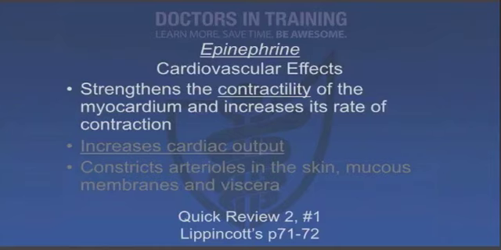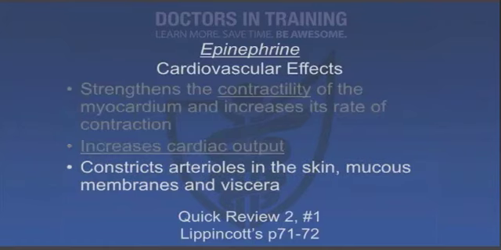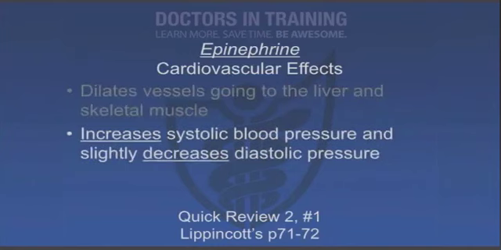All right, we're back for our quick review number 2. Let's get started. What are the cardiovascular effects of epinephrine? So we use epinephrine in a lot of different situations, but what does it do? Well, it strengthens the contractility of the myocardium and increases its rate of contraction. You get increased cardiac output. It constricts arterioles in the skin, mucous membranes, and viscera, dilates vessels going to the liver and skeletal muscle, and increases systolic blood pressure and slightly decreases diastolic pressure.